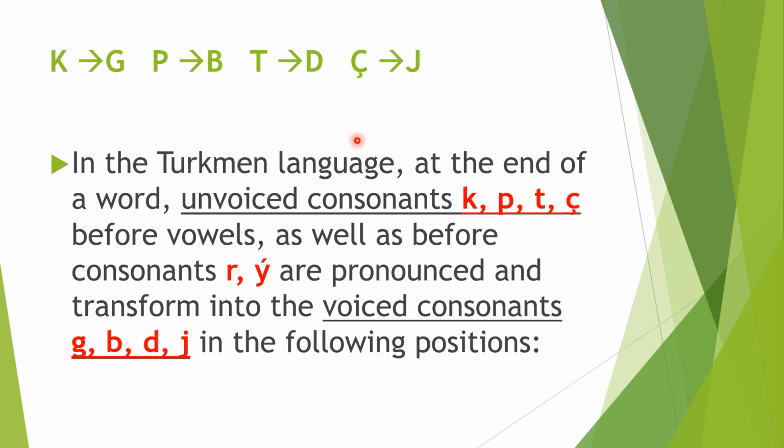One more time. If the last letter of the word contains one of these consonants, k, p, t, ç, and when we add a suffix which begins with a vowel or the consonants r, y, then k, p, t, ç transform into g, b, d, j. So k, p, t, ç, g, b, d, j.